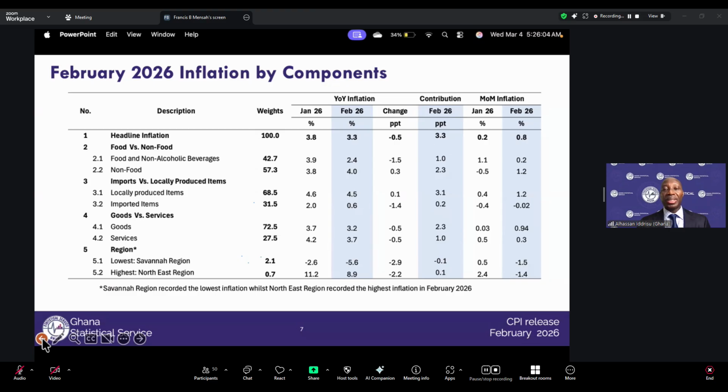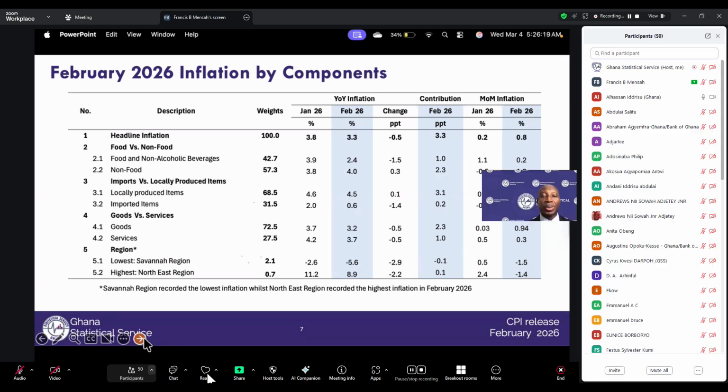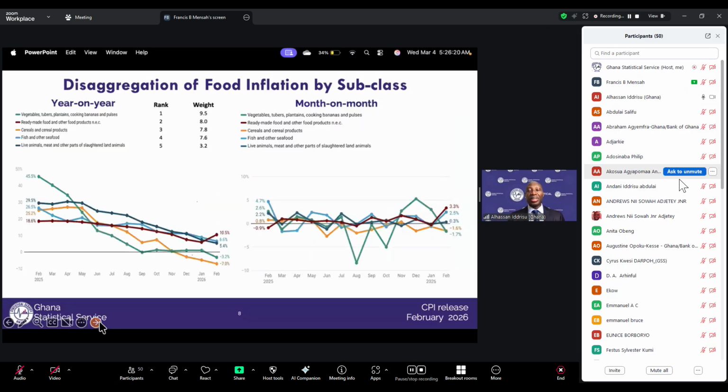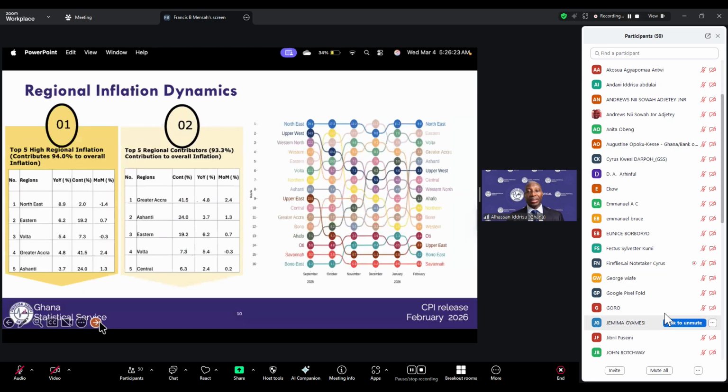So national averages tell only part of the story. The regional data completes the picture. So any intervention that has to be done to address inflation in the country should take into consideration these disparities so that interventions are targeted and not wholesale.